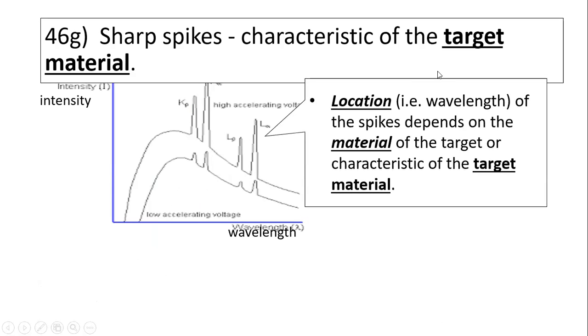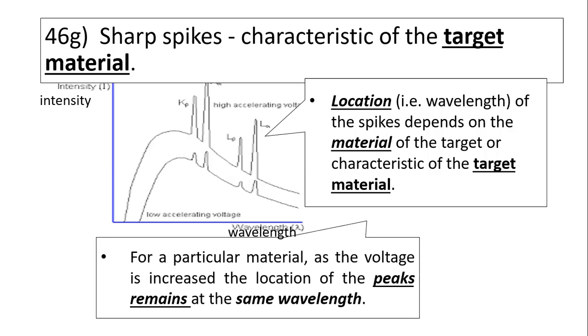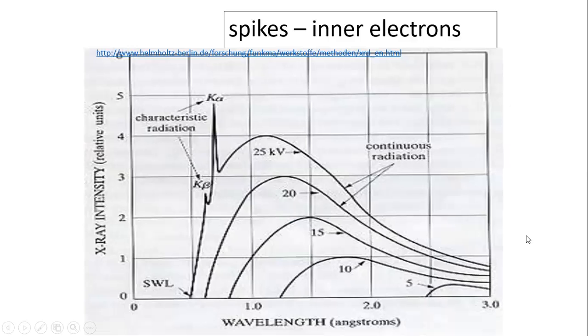The location, that is the wavelength of the spike, depends on the material of the target, or the characteristic of the target material. Different material will give you different wavelength for the spike. For a particular material, as the voltage is increased, the location of the peak remains at the same wavelength. It doesn't change. Okay, so that's how it varies.